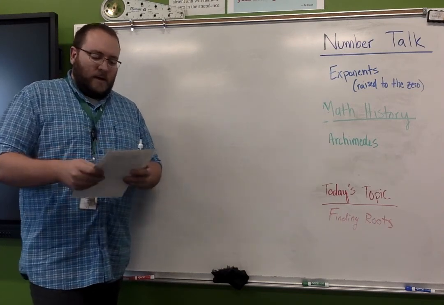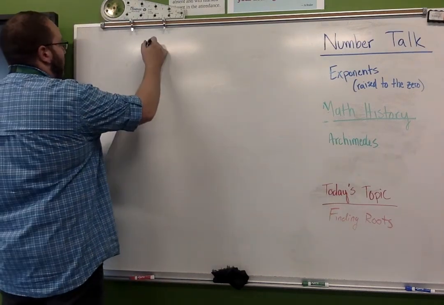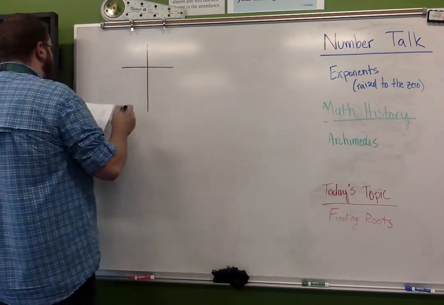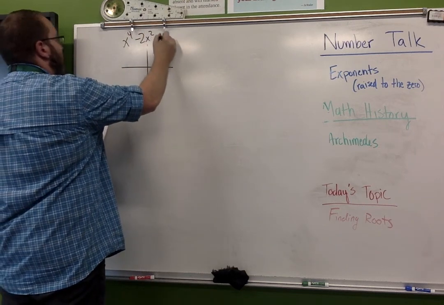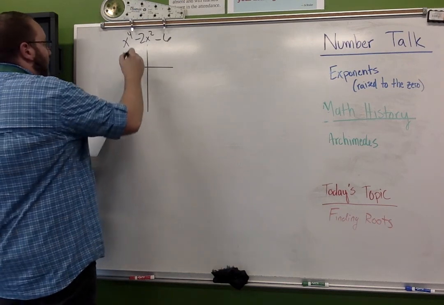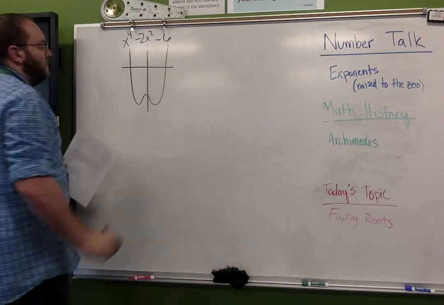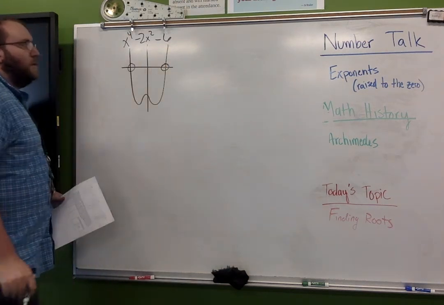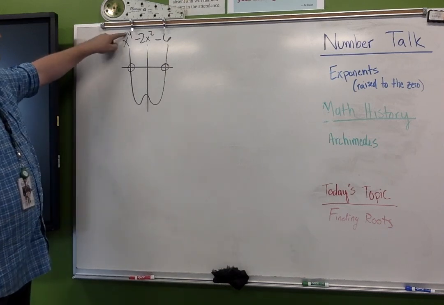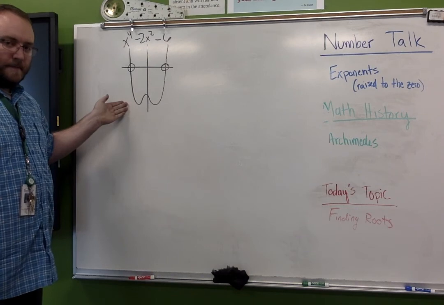Turn over the page. Here are some examples. We have this one right here. Now this is x to the 4th minus 2x squared minus 6. And when we draw the graph, that's what it looks like. But hold on, there's only 2 x-intercepts, even though it's to the 4th power. So that means that there are 2 imaginary solutions here.